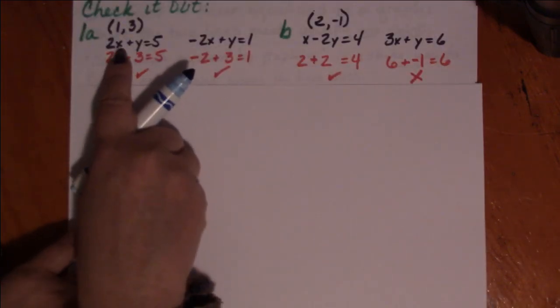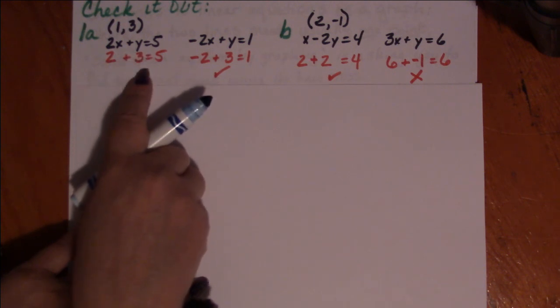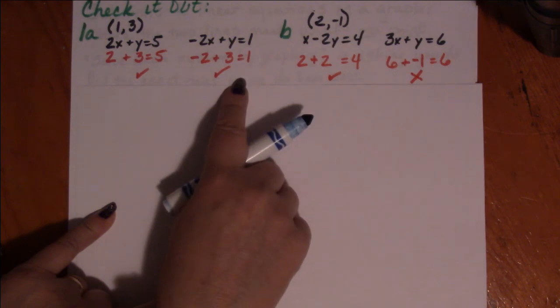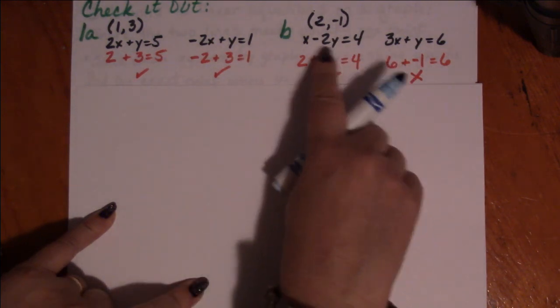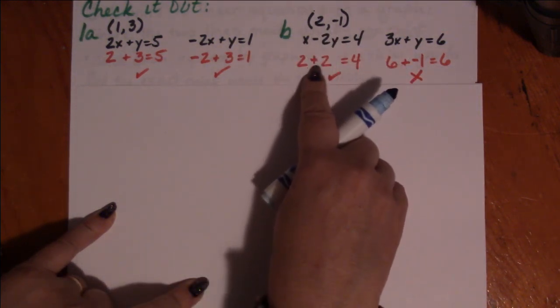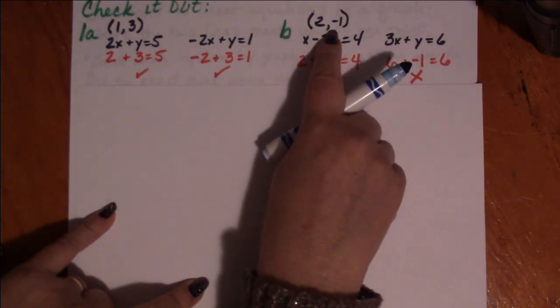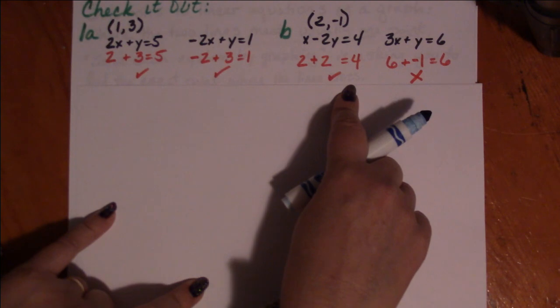For 1a, we plugged 1 and 3 in, and the first one works and the second one works, so that one is fine. For 1b, we've plugged in 2 and negative 1. This one works, but this one does not, so this is not a solution for this system.